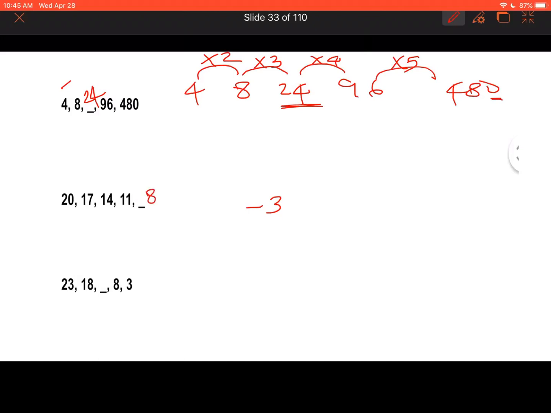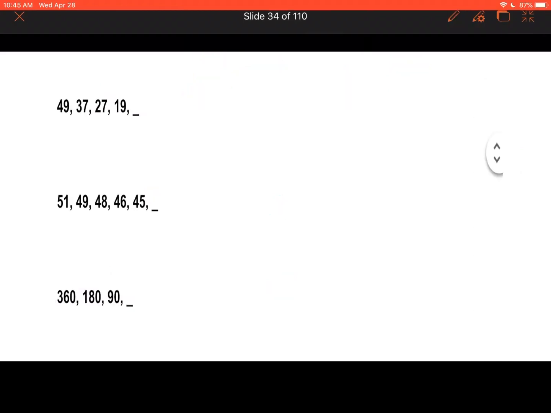Okay, 23 minus what is 18? 5. Let's check. 23 minus 5 is 18. 18 minus 5 is 13. 13 minus 5 is 8, and 8 minus 5 is 3. Okay, so it's easily solved.